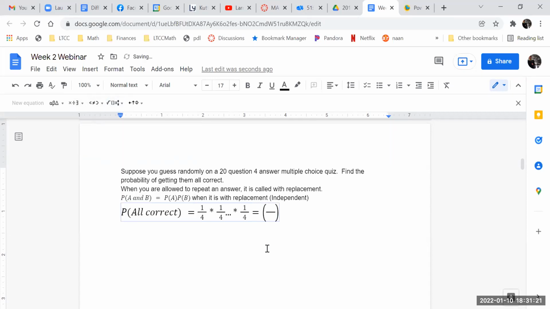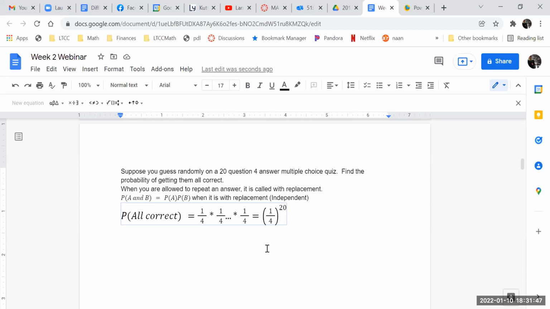0.25 is just 1/4. It's 1/4 to the 20th power. Any questions on that? That's what power means. It means you keep multiplying that many times.